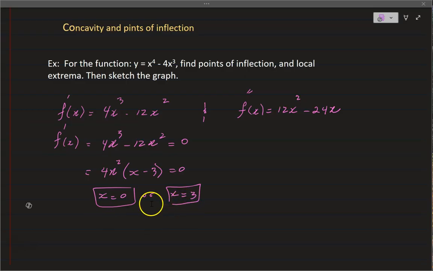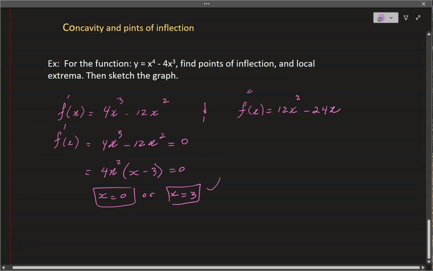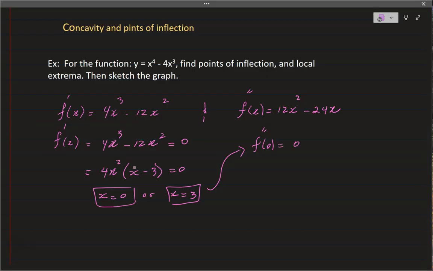Those are the x values of the critical points, and we can go ahead and use the second derivative test to see what is happening at the critical points. So let's do that. We're going to plug it back in there. So f double prime of 0 is equal to 0. And then f double prime of 3 is equal to 36, which is greater than 0.